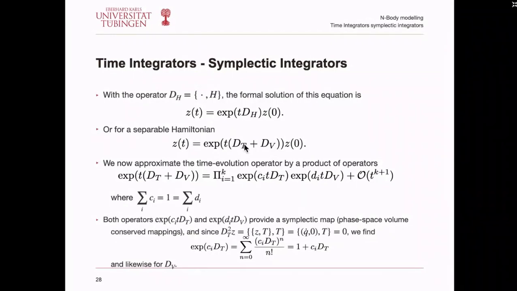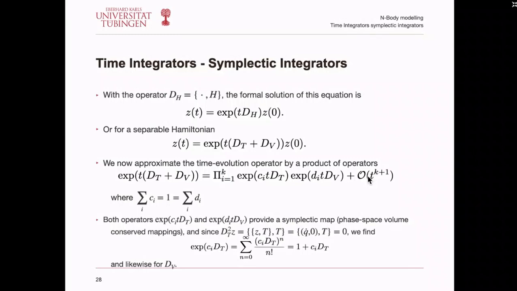Now we do the approximation. Okay, this is now where we can do, let's say, numerics. We approximate this time evolution operator by a product of operators. So we write this exponential time evolution operator as a product of operators, here just to one special order t^(k+1). Okay, and as long as we make sure that the sum over these coefficients c_i and the sum of these coefficients d_i are correct, this is okay up to a certain order.